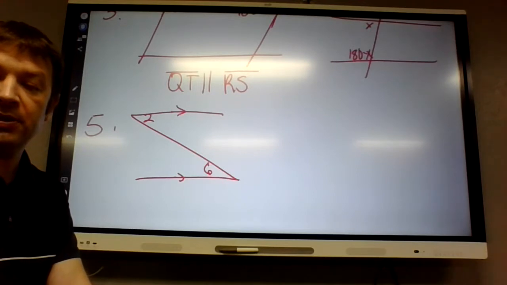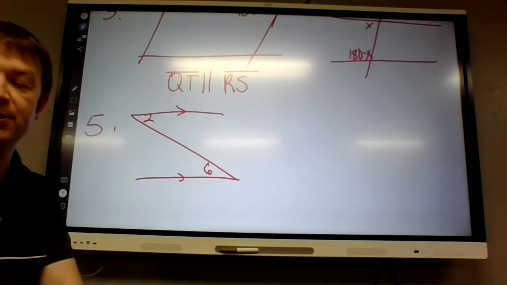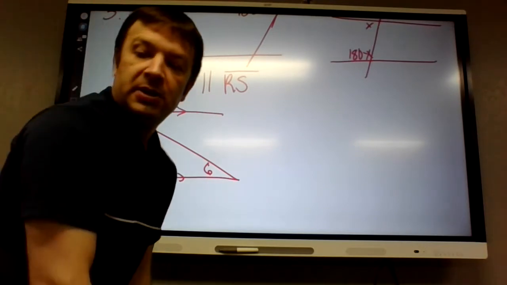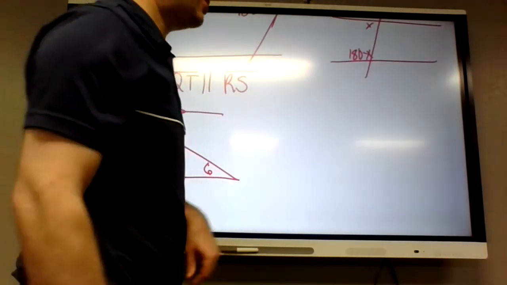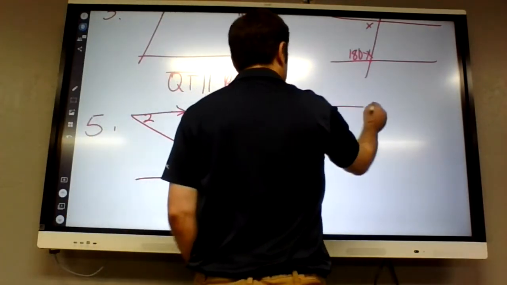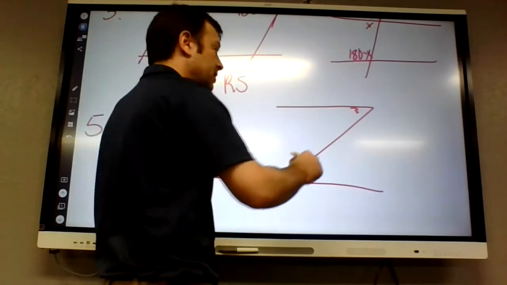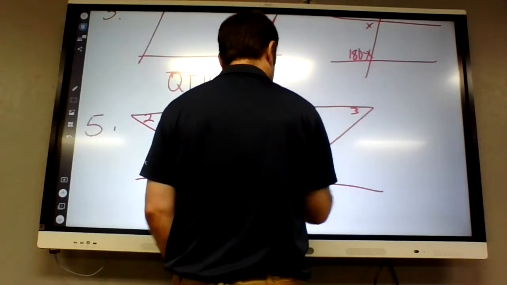Okay. On number 7, it says 3 is congruent to 7. I'm going to draw these separately. I'm just going to draw the lines that we need to make 3 and 7. There's 3. There's 7.